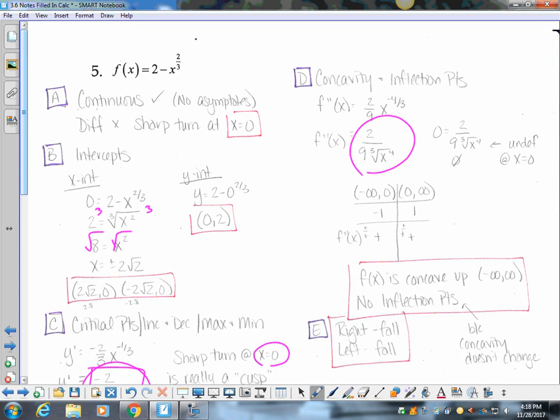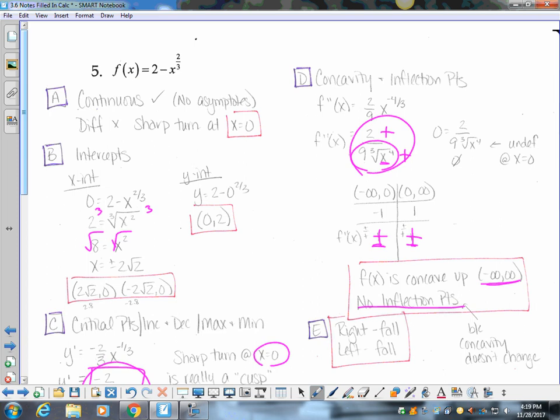Anything I plug into x is being raised to the 4th power, so I know it's all going to come out to be positive. It's always going to be positive on top, and this is always going to turn out to be positive. So I'm concave up for the whole thing. And again, I don't have to break it at 0 because that's not an asymptote like it was before in number 3 and number 4. But I have no inflection points. You need to make sure you say that because my concavity doesn't change.